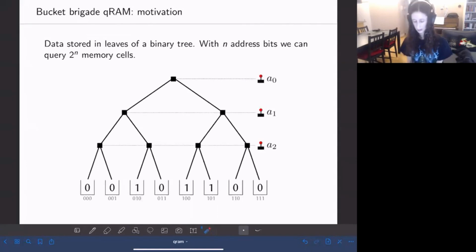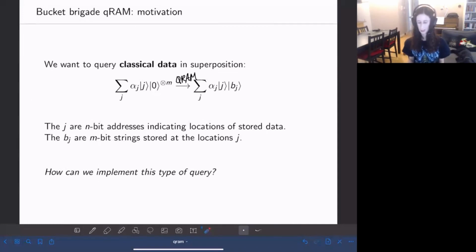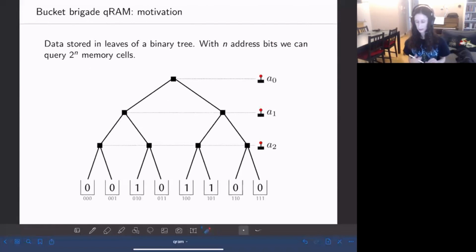Okay. So we would like to design a qRAM that does this very particular type of query that I've shown here. So the first algorithm that was produced that did this is called bucket brigade qRAM. And the motivation and the model of bucket brigade qRAM is not really a two-dimensional grid of memory cells, but rather this binary tree where each of the leaves is like a memory cell. So it stores a 0 or a 1. So if you have n-bit addresses, basically you have 2 to the n memory cells at the bottom.